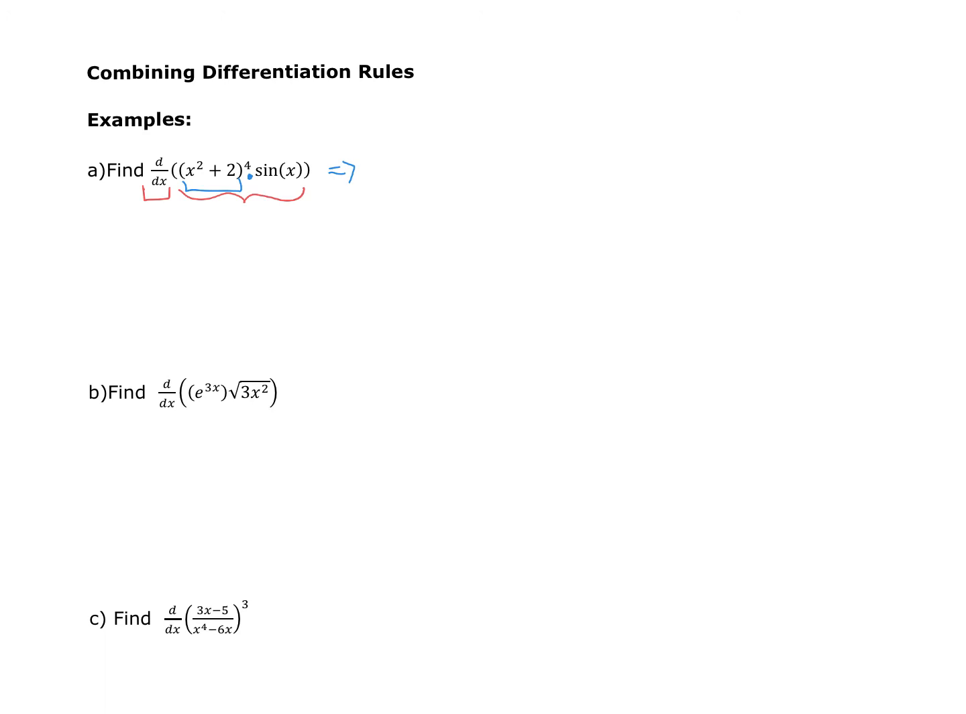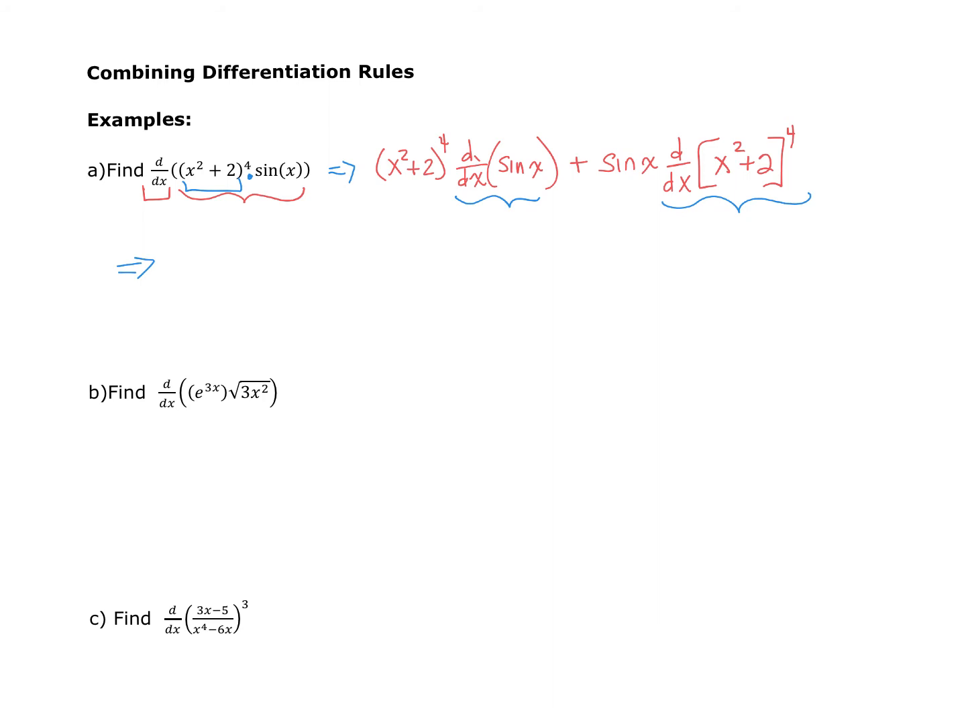So I'm going to say the first times the derivative of sine x plus the second, which is sine x, times the derivative of the first, which is x squared plus 2 to the fourth. And now I'm going to go through and take these two derivatives.